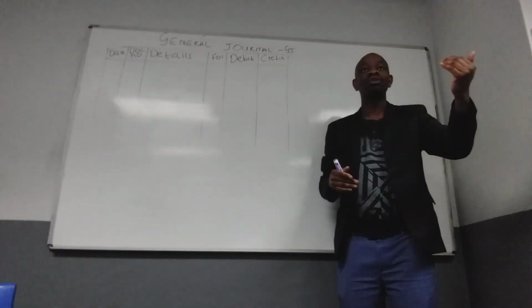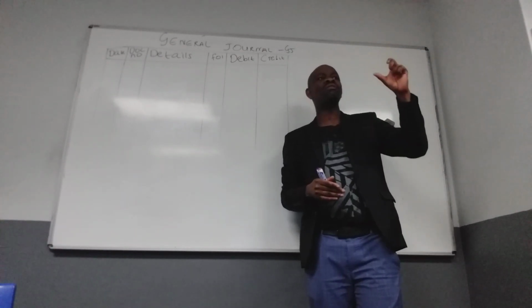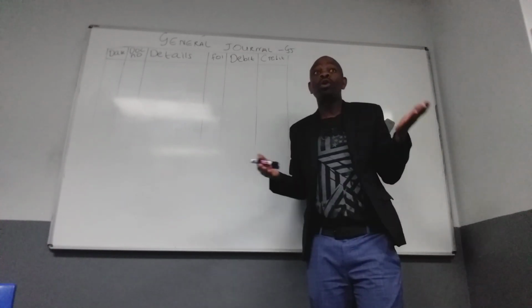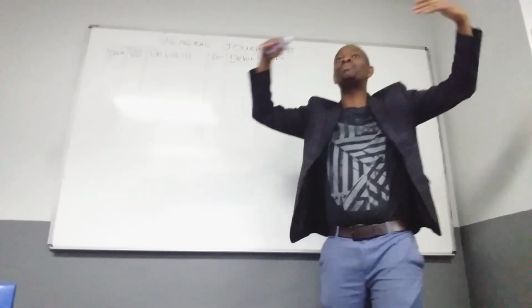Like your car. You know that your car loses value. What do you call that lost value of the car? So depreciation cannot be recorded in any of those other journals. So the depreciation will come to the general journal.